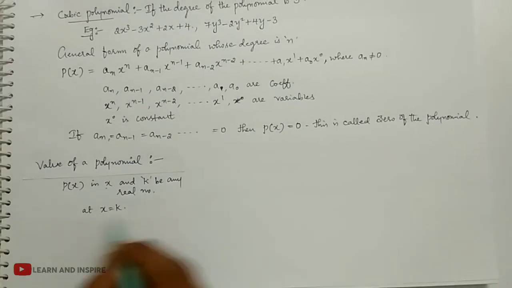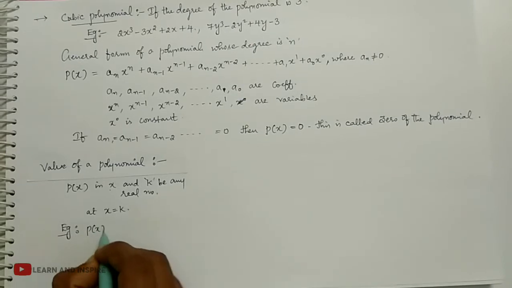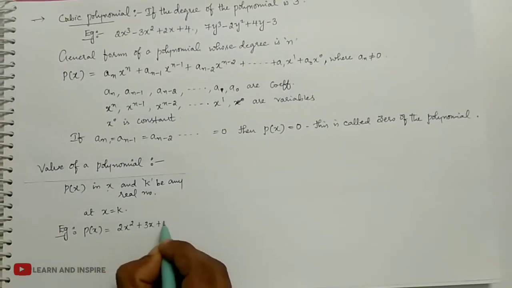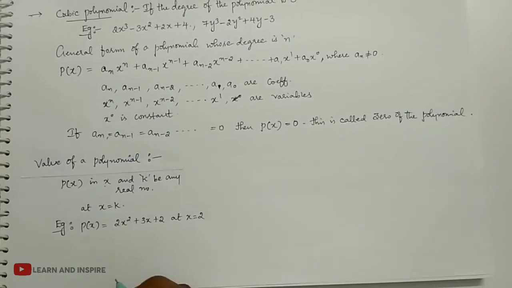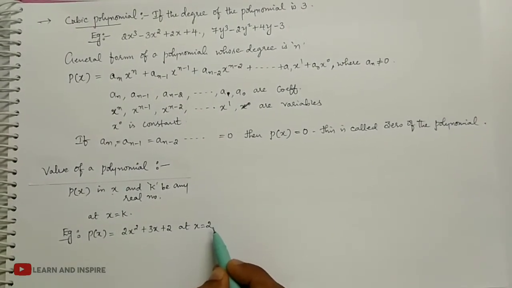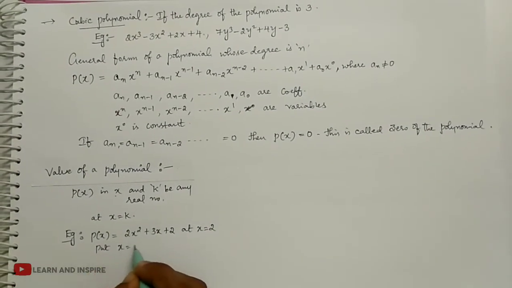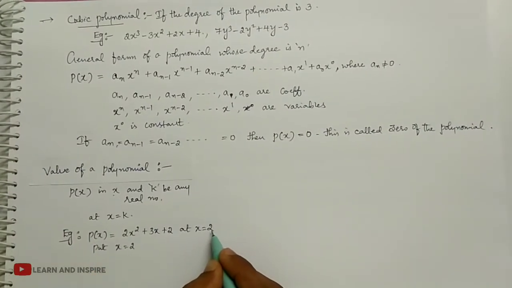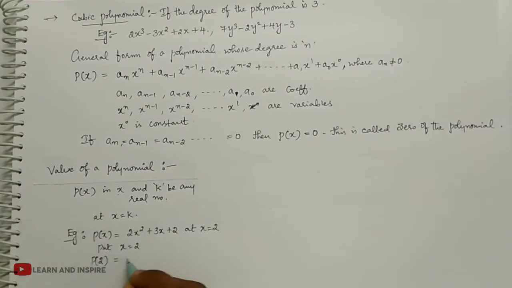So let us see one example based on this. p of x is equal to 2x square plus 3x plus 2 at x is equal to 2. So that means in place of x, this x is equal to 2, which is a real number. Now put x is equal to 2. Here we are replacing the value of x with 2, and this 2 is nothing but a real number.